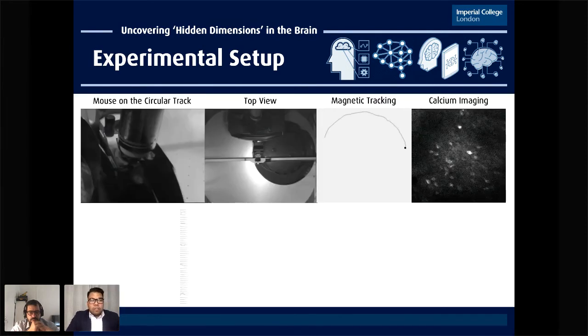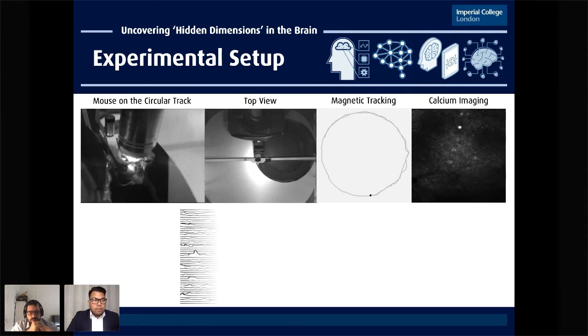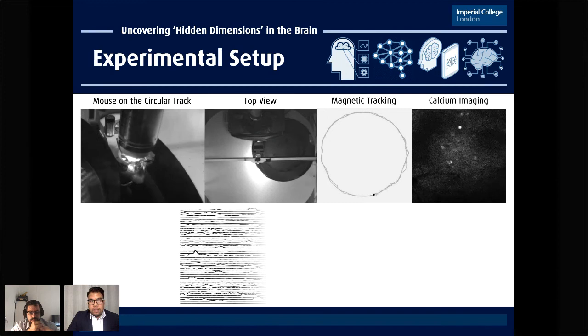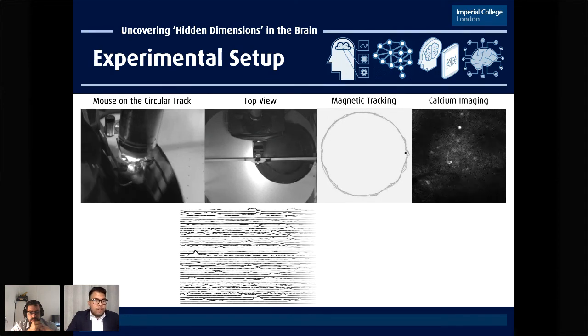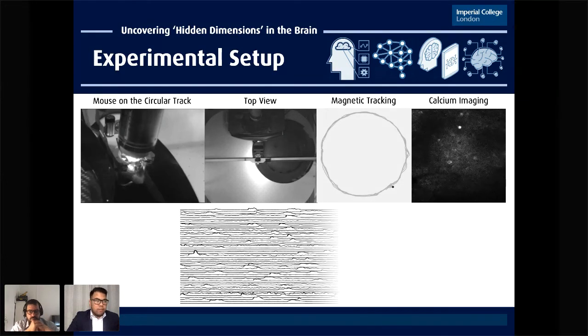So the imaging sessions were conducted after a week of behavioral training, where 512 by 512 pixel images of a region of the CA1 were recorded at a rate of 30 hertz. The mouse position was simultaneously tracked using a magnetic tracker.